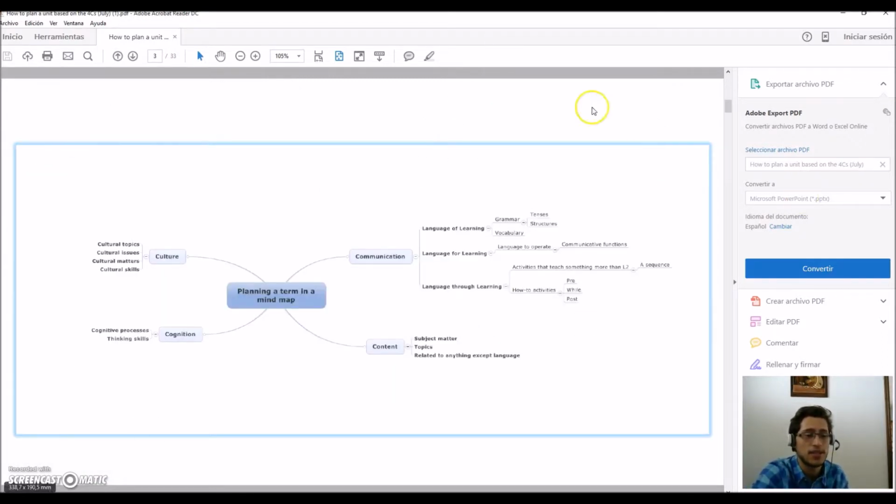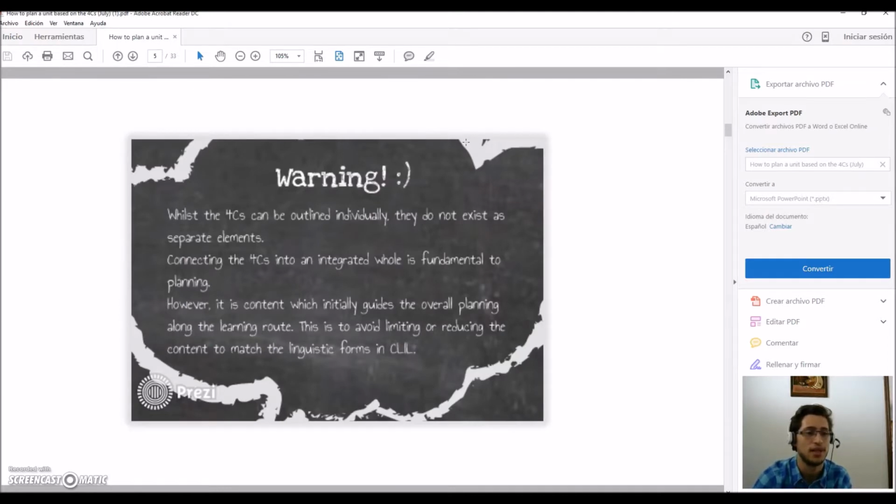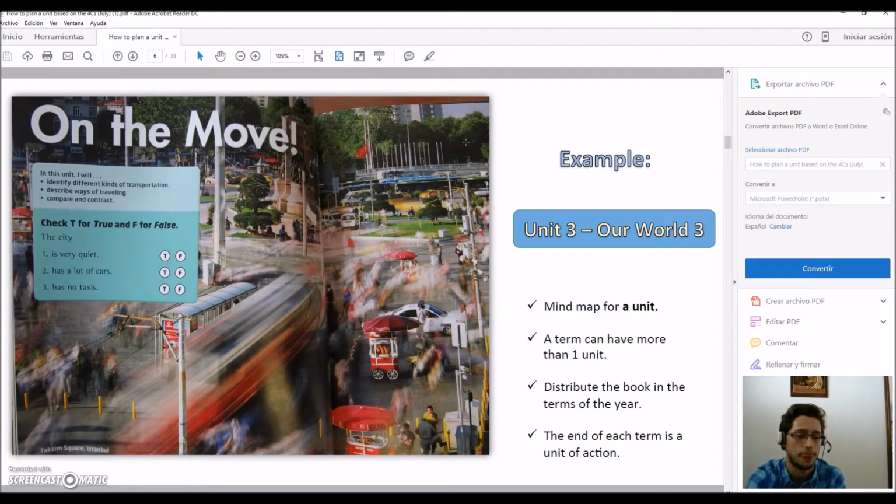Okay, so this is what a map looks like, and in the previous part of the tutorial, we already saw what each C contains. In this case, we're going to make this real. We're going to see a real example. So I took the third unit of this book, which is here for real, and I started to identify the differences in the unit.